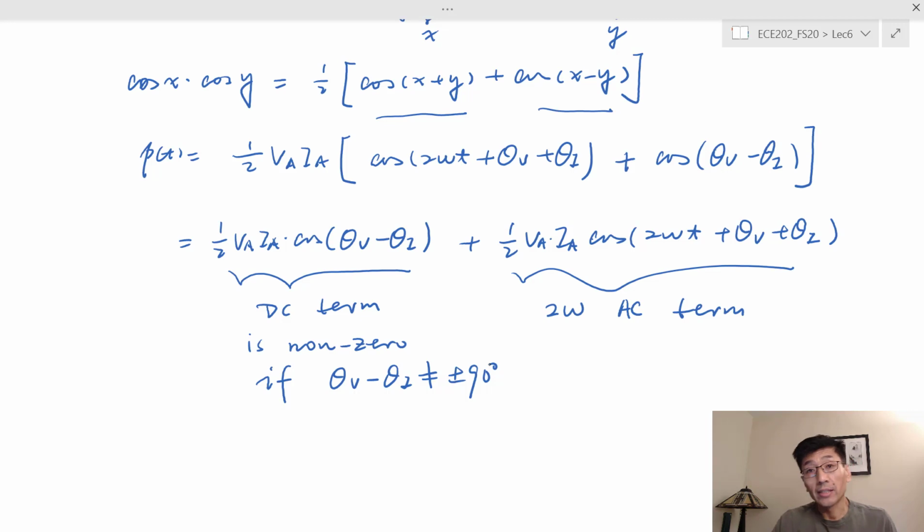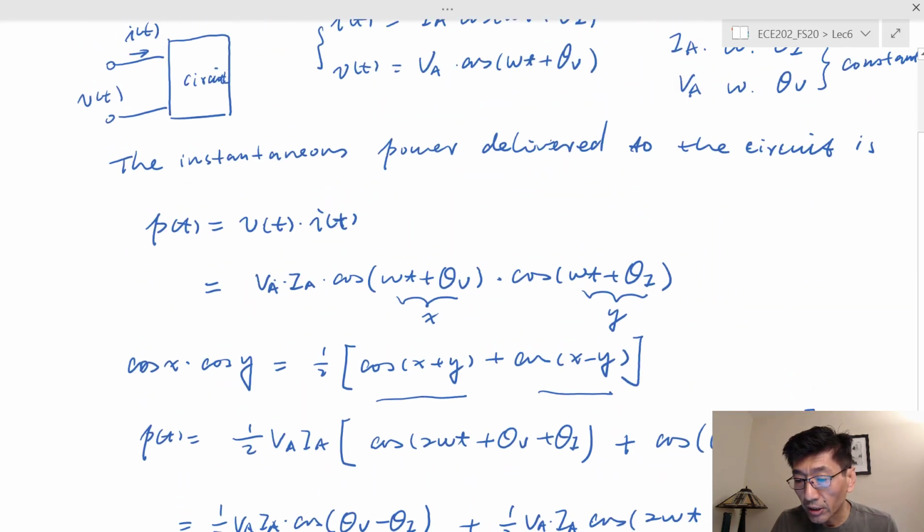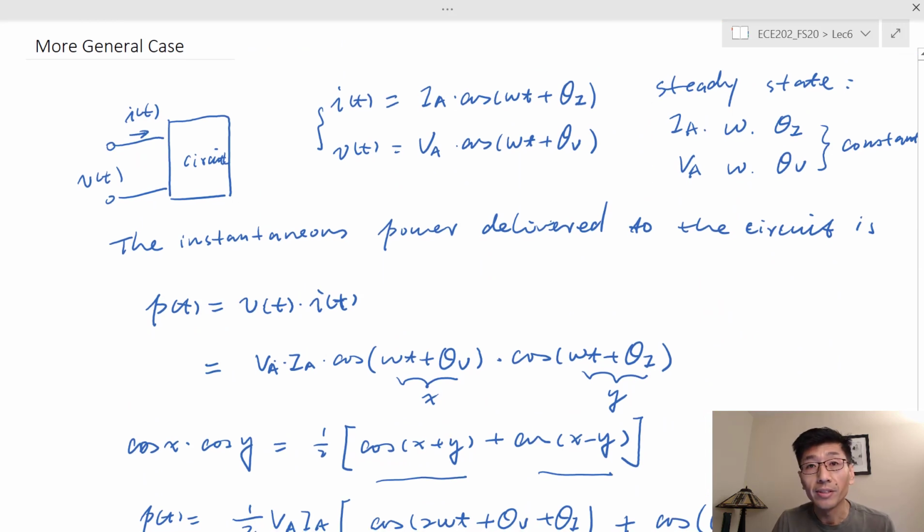So that's actually what happens for the inductor and the capacitor case, right? And the AC term is always there. So another thing is, here we have the current and voltage at the same frequency, right?